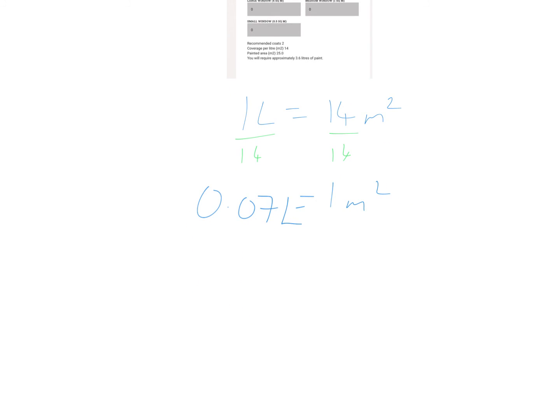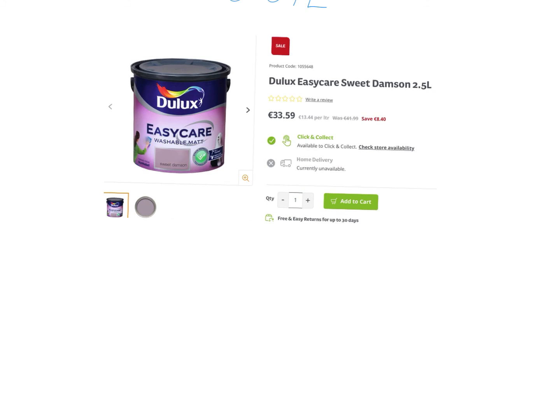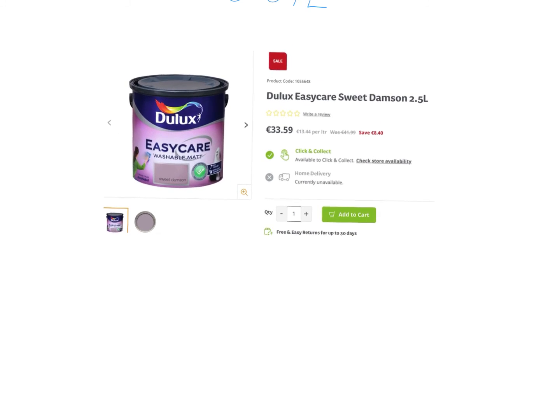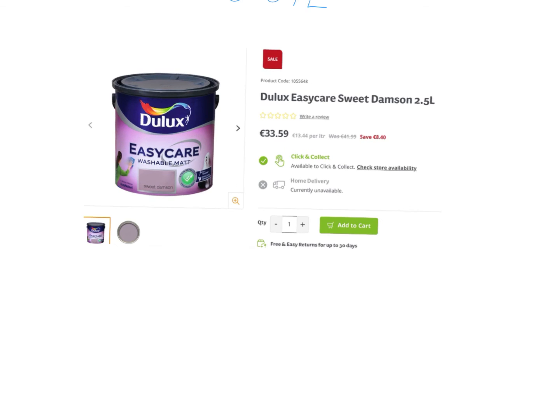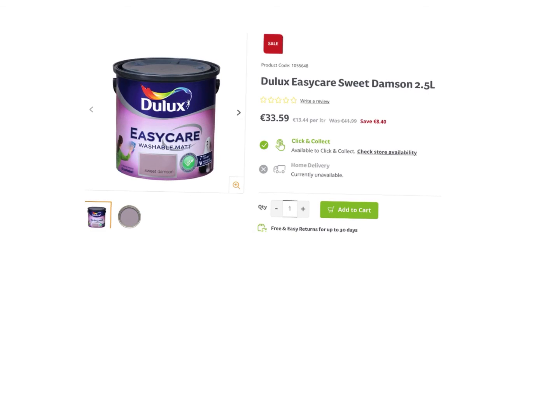Then I looked at the cost of some paints, and I saw this Dulux Easy Care paint. It looks kind of like middle of the road, not too expensive, not too cheap as a paint. And I saw that they were selling this for about 35 euros for 2.5 liters. So 2.5 liters is 35 euros. Now I know it says it's 33.59 here, but it was slightly different prices for different types of paint. So an averagey kind of a figure was about 35, and I thought that would be a little bit easier to work with.